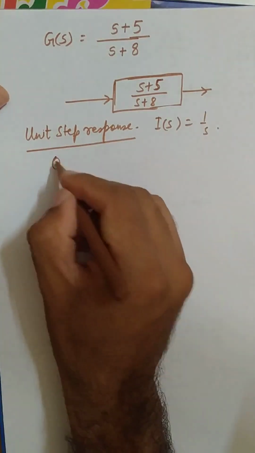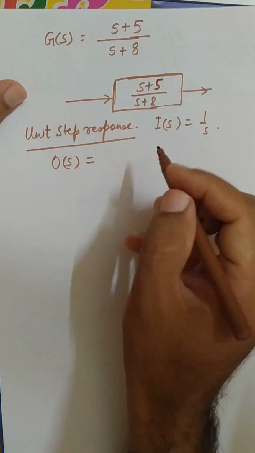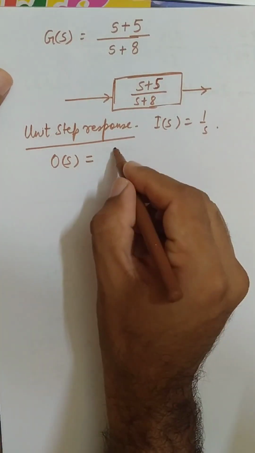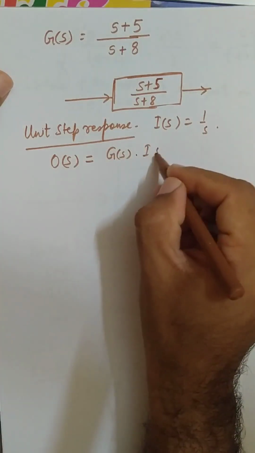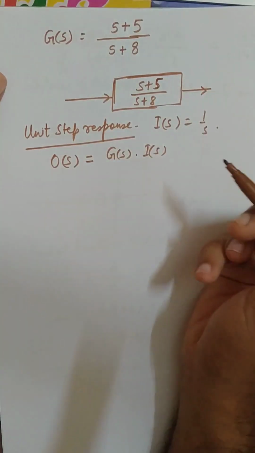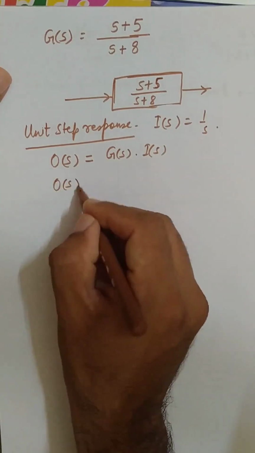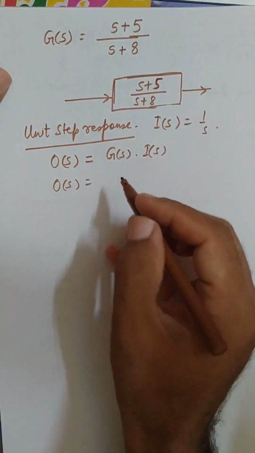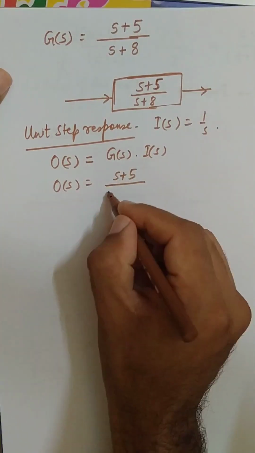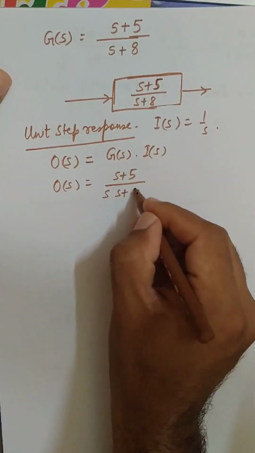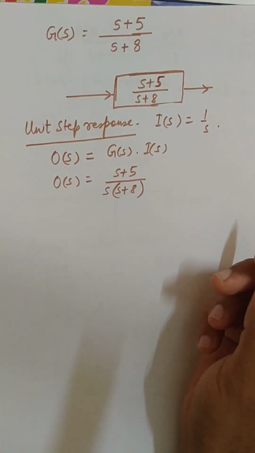So what will be the output of the system, or the response of the system? It will be nothing but G(s) multiplied by R(s), from the definition of G(s) itself. So therefore the output of the system will be equal to 1 by s multiplied by this. So this will be equal to s plus 5 upon s times s plus 8. This is the output of the system.